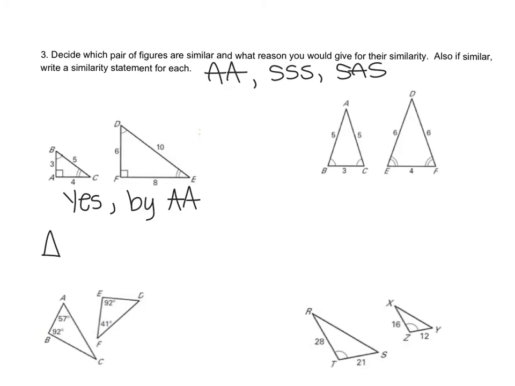So when I'm writing my similarity statement, I'm going to name my first triangle BAC. Then I'm going to do my similarity symbol. Now when I name my second triangle, I want to make sure that I list the order of the sides in the right way. So B and D are congruent, so I'm going to do D. A and F are congruent, so next is F, and then lastly is E.